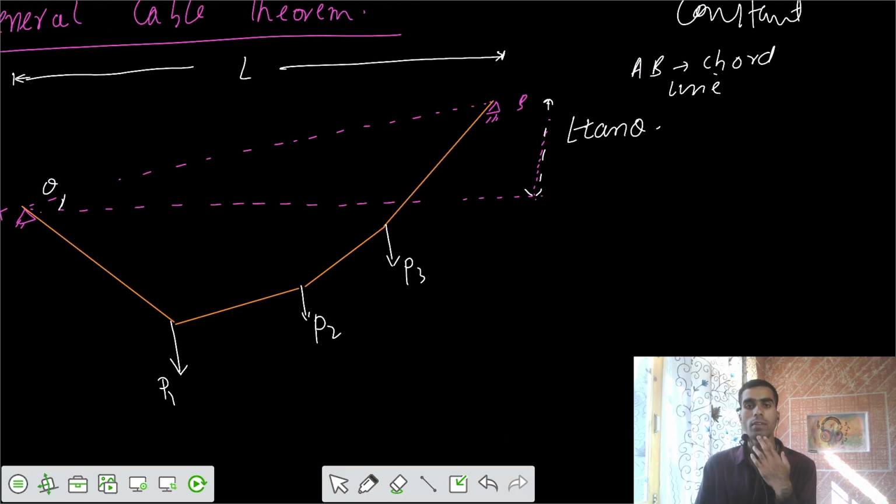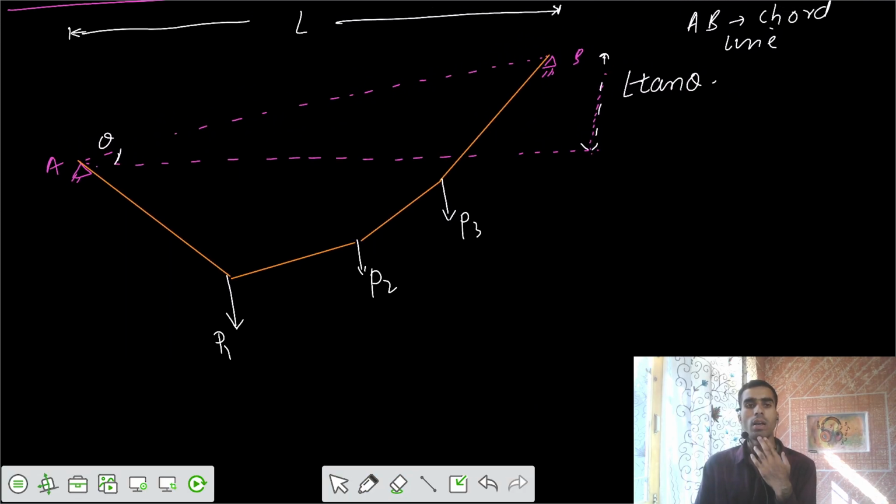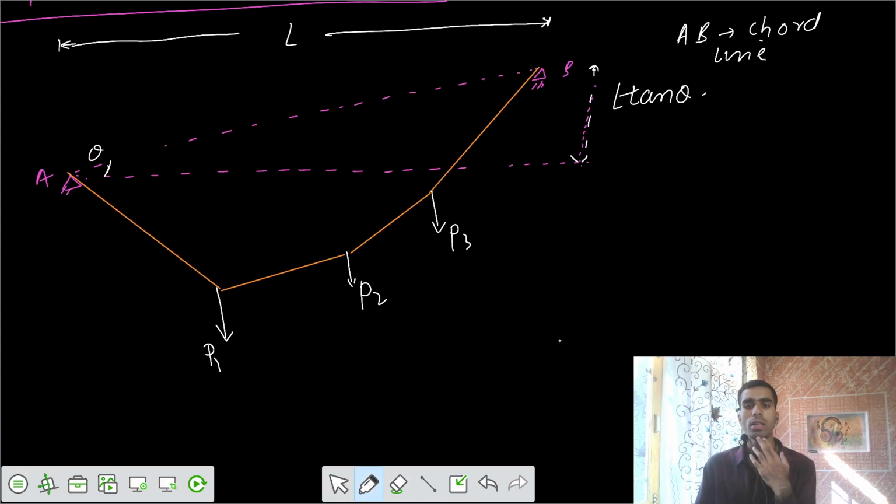After that, you take any point anywhere. Let me take this point. This point is at a distance of x from the support A.